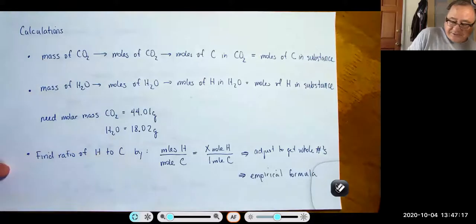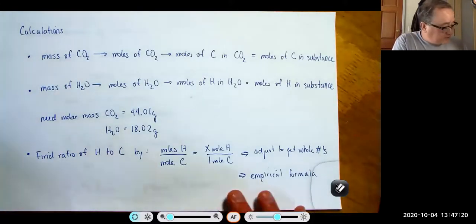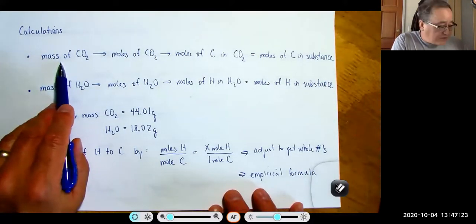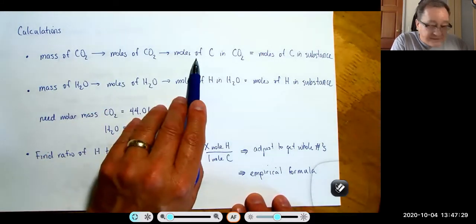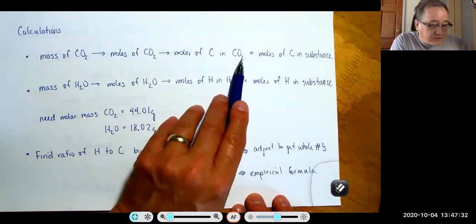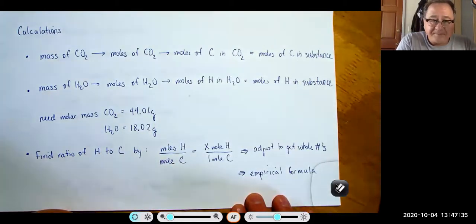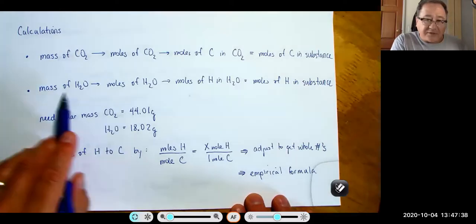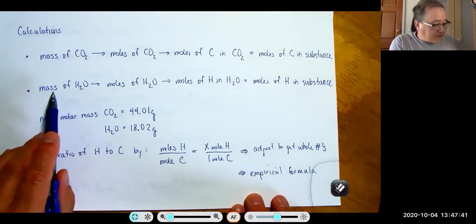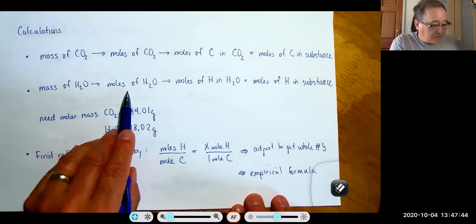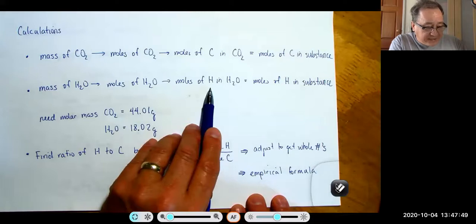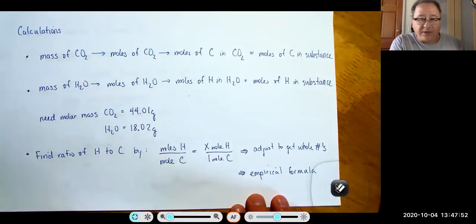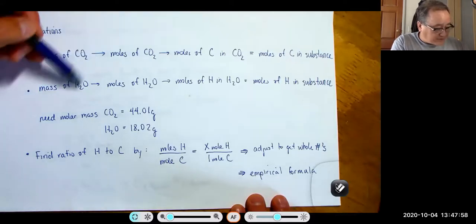So here are the calculations. And here's the idea behind the calculations. You take the mass of CO2 and turn that into moles of CO2. The moles of CO2 can give you the moles of carbon in CO2. And the moles of carbon in CO2 are going to equal the moles of carbon in your substance. It's a similar process for the H2O. The mass of H2O can be used to give you the moles of H2O. The moles of H2O can give you the moles of hydrogen. And the moles of hydrogen in H2O equal the moles of hydrogen in your substance. So to do this, if we want to go from mass to moles, we're going to need molar masses of CO2 and H2O.